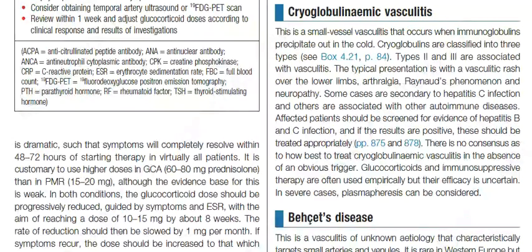Affected patients should be screened for evidence of hepatitis B and C infection, and if the results are positive, this should be treated appropriately. There is no consensus as to how best to treat cryoglobulinemic vasculitis in the absence of an obvious trigger. Glucocorticoids and immunosuppressive therapy are often used empirically, but their efficacy is uncertain. In severe cases, plasmapheresis can be considered.